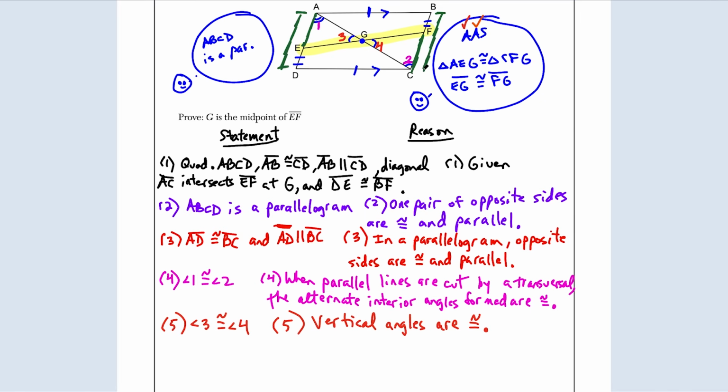So this is where the subtraction postulate comes in. If we know the entire segments here are congruent and the parts of them are congruent, then if we subtract here, the differences AE and CF have to be equal in measure. They have to be congruent.